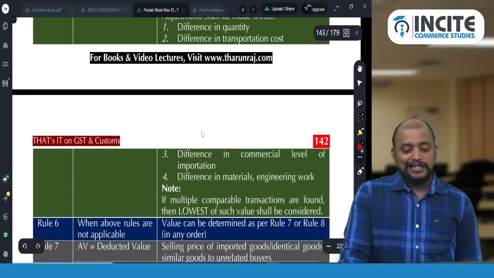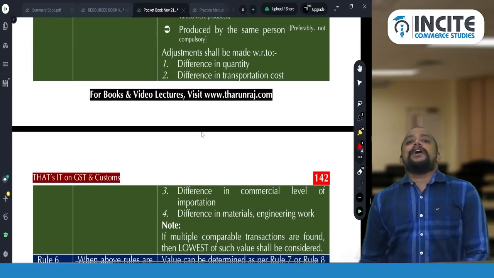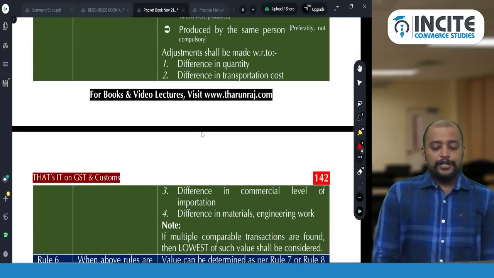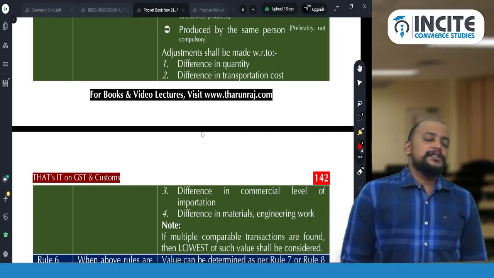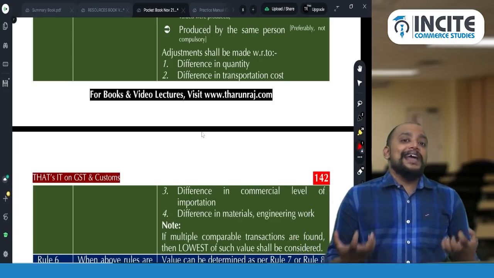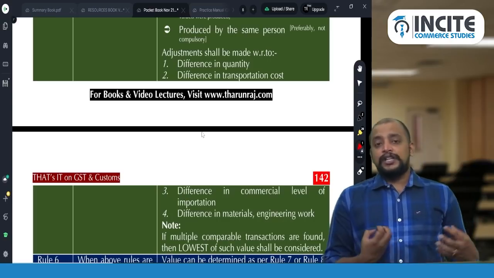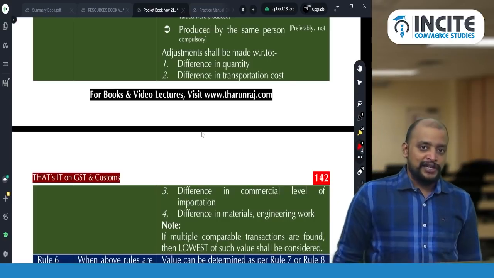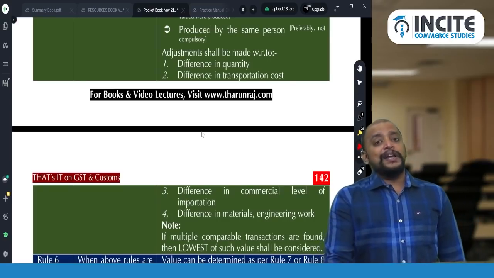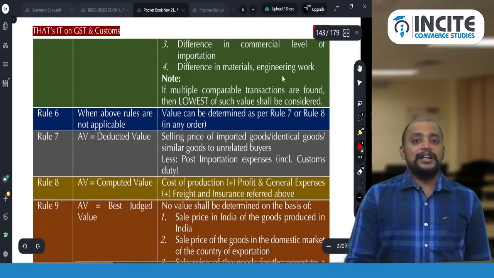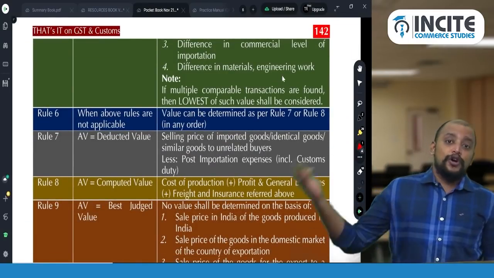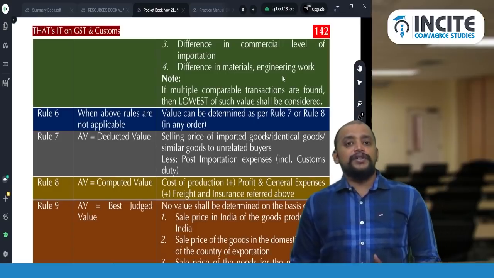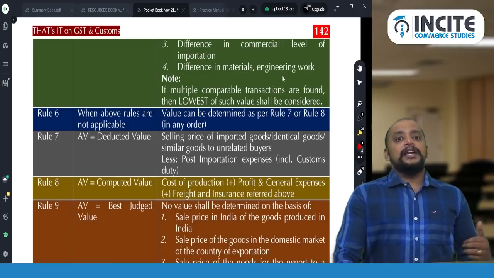And adjustments. Here we have an extra adjustment. What is that extra adjustment? Not only with respect to the quantity and transportation cost, but also with respect to the difference in engineering and material work. Because we are not taking directly the same physical features, there might be some change in the physical features, because of which we need to make the adjustment with reference to difference in materials and engineering work. And even in case of similar goods, if we get more than one value, we need to take whichever is lower.